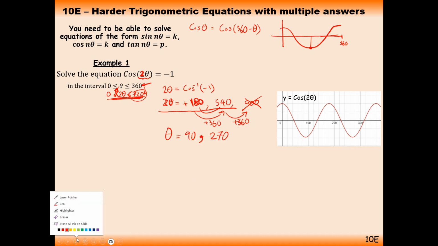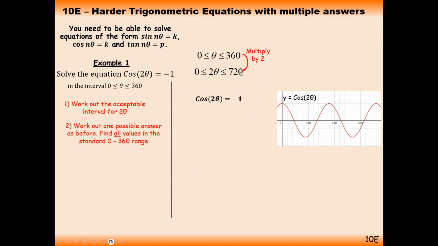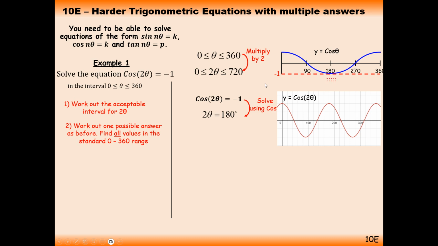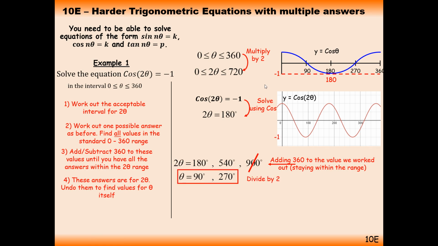I'm going to show you a neater way of writing the answer. You multiplied the range, you took cos inverse, and this is the 900 that I crossed off here, and this is the final answer. The graph is showing us that you can confirm it for yourself. This is 90 and this is 270.